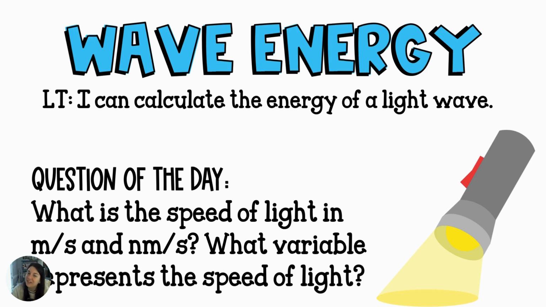So welcome to the final lesson of the unit on light. We are talking wave energy today, and the question of the day: what is the speed of light in meters per second and nanometers per second? And then, what variable represents the speed of light?